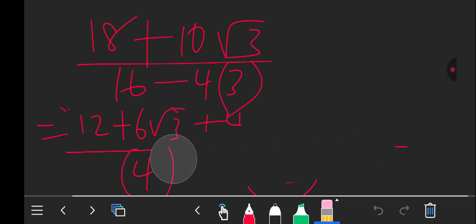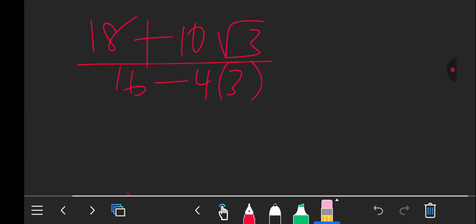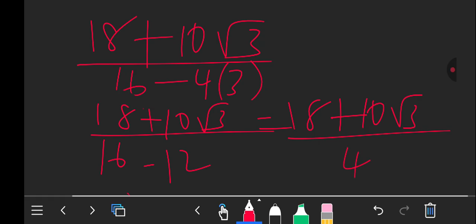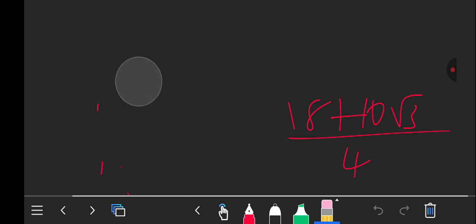Okay? So let me get rid of this part. So what we have is 18 plus 10 square root of 3 over 16 minus 4 times 3, that is just a 12. So this will be equal to 18 plus 10 root of 3 over 16 minus 12, that should give a 4. Okay? Then we can distribute this 4 since it is the denominator.